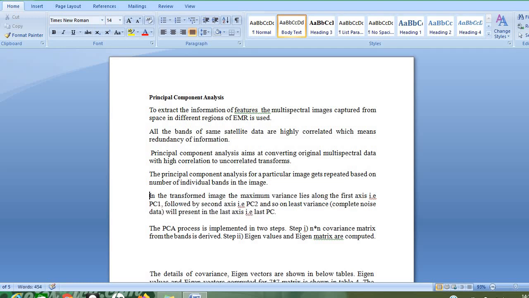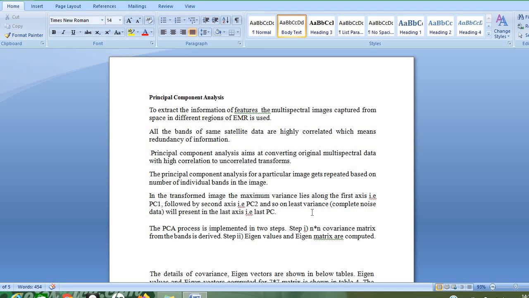In the transformed image, the maximum variance lies along the first axis, PC1. Assume that if you are using 5 bands, we get 5 PCs. We get the largest amount of variance data in PC1 only, followed by PC2, followed by PC3. The last PC you get will have the most amount of correlated data.